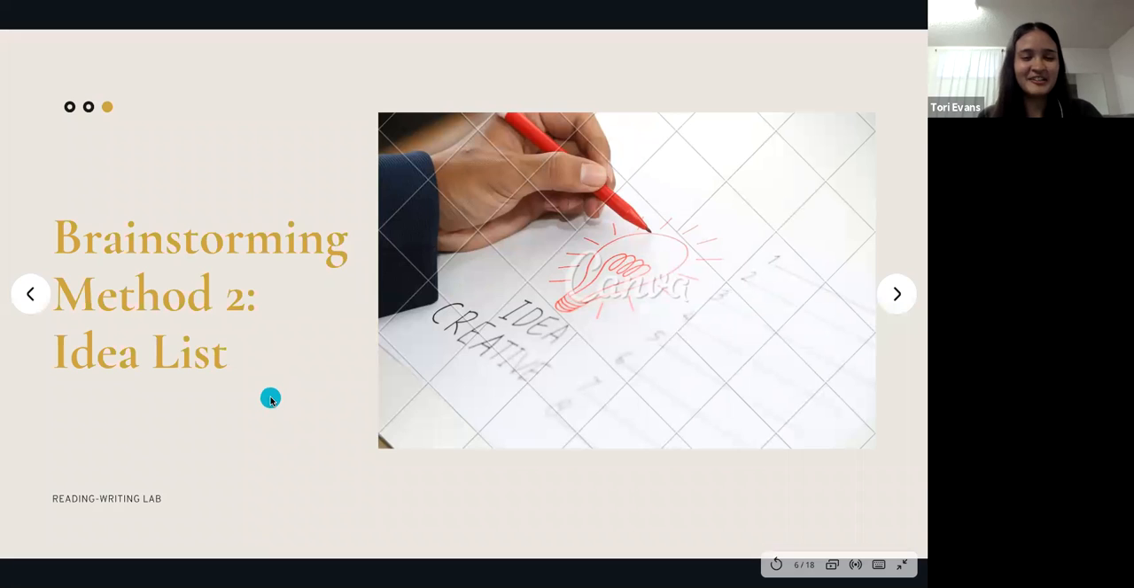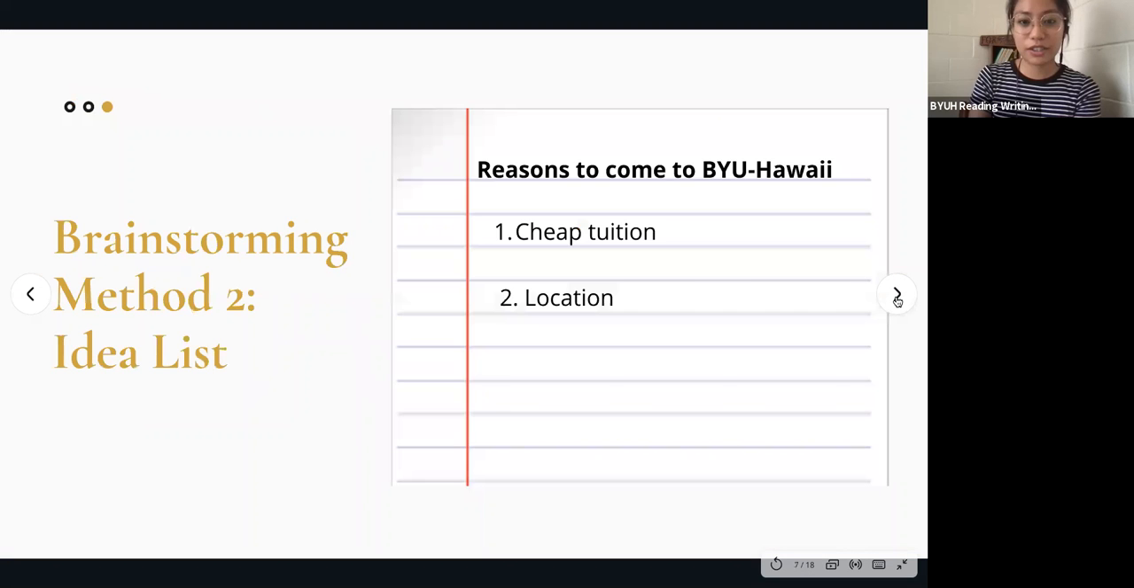And then our second brainstorming method is an idea list. Here it shows you an idea list, how we can do it with our mock prompt. So, reasons to come to BYU Hawaii. The first one is cheap tuition, and the second is location, and you can put your evidence and anything you would like to put on brainstorming over here.